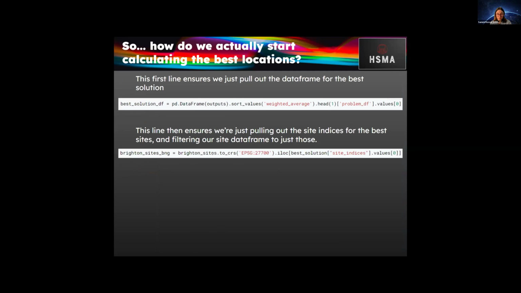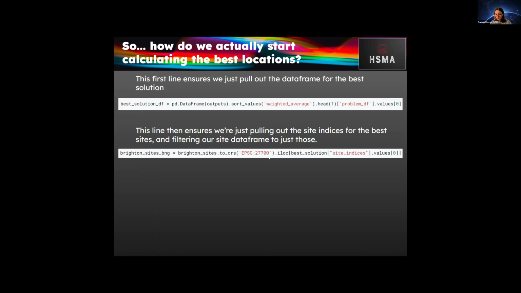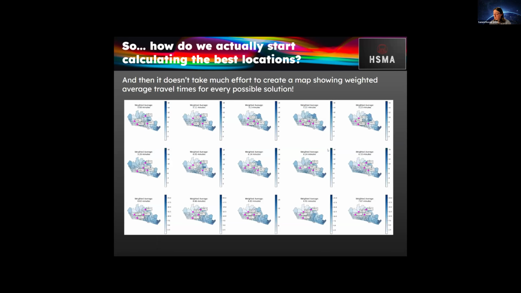But effectively, what this just means is, as I say, we're pulling out the data frame for the best solution. This line just ensures that when we're pulling out the sites to plot the individual sites on top of our travel data frame here, you can see we've just got site 1, site 4, site 3, and site 5. Haven't got site 2, haven't got site 6. So we just want to make sure when we're plotting our points on top of our map, we're only pulling back the ones that are relevant for this solution. That's what this second line here is doing. And then it really doesn't take much effort at all to turn this into a map with weighted travel times for every possible solution.